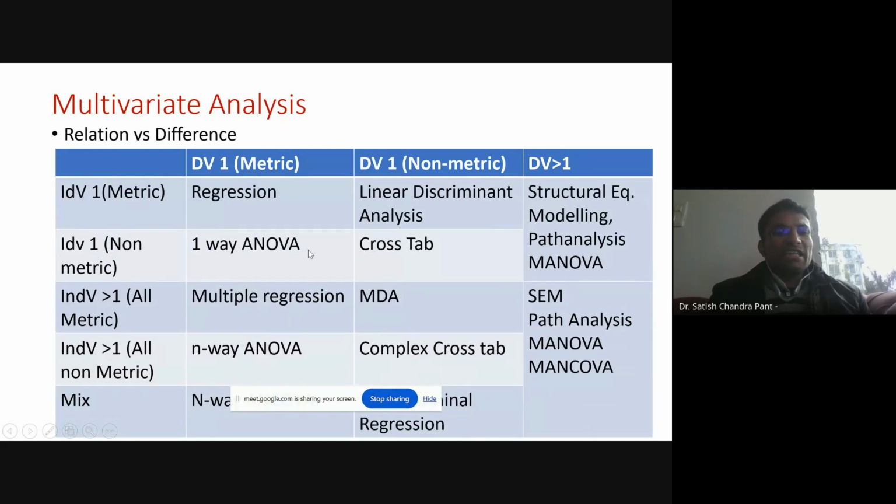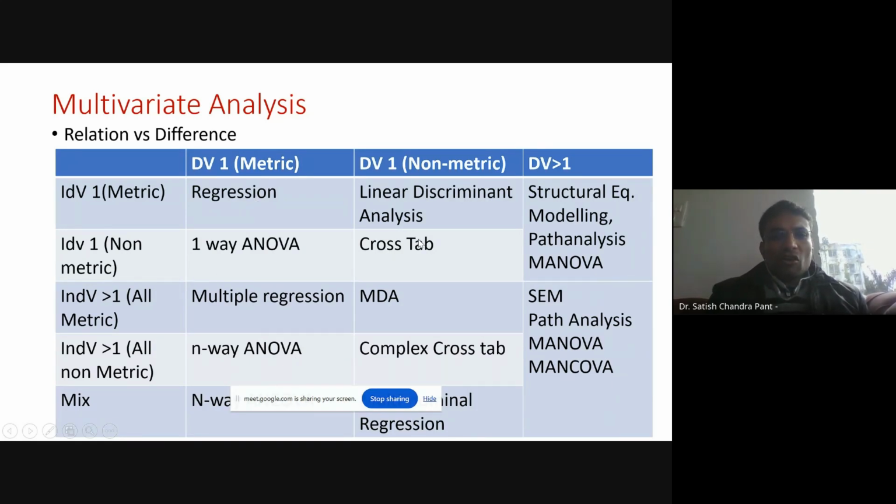Now see, if there is one dependent variable which is metric in nature and one independent variable which is non-metric in nature, then you have to go for ANOVA, but this has to be one-way ANOVA because there is one independent variable. Now see, if this one independent variable has been increased to many independent variables, look at the first row, and the dependent variable is 1. The one-way ANOVA is converted into n-way ANOVA, n stands for the number of independent variables. If independent variables are 2, it has to be two-way ANOVA. If it is 3, it has to be three-way ANOVA, likewise, right?